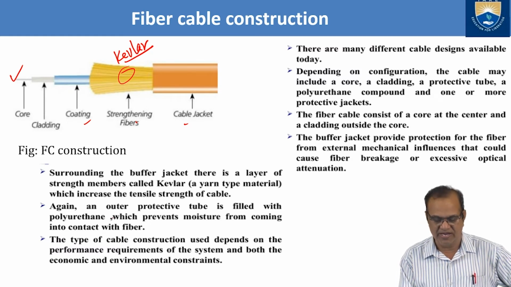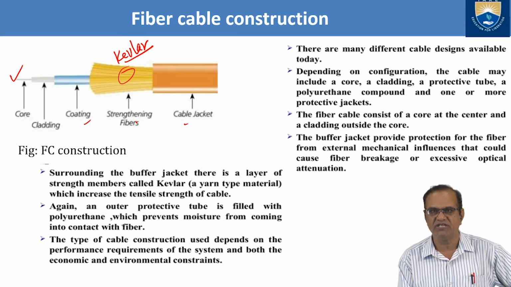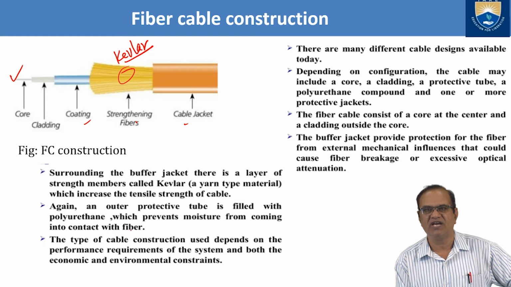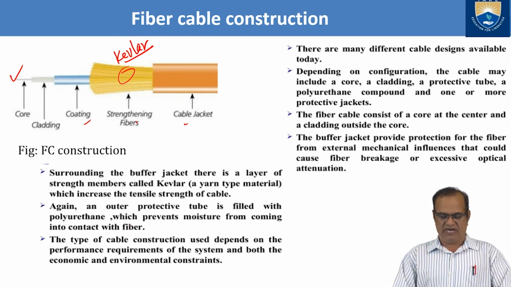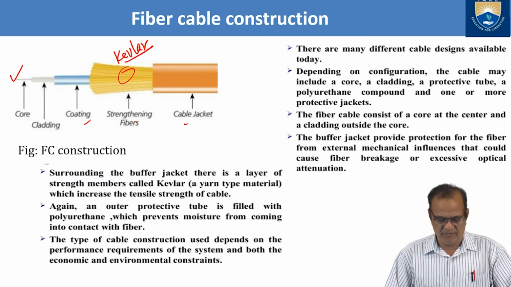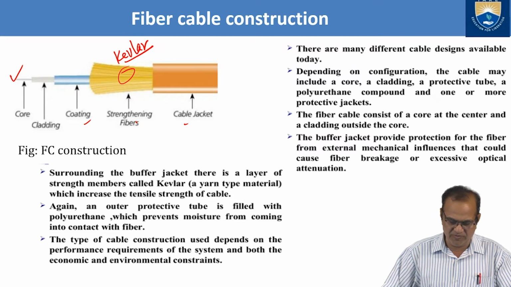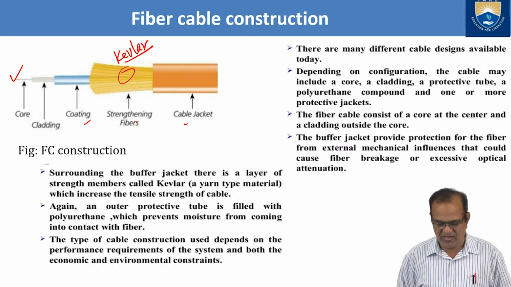Again, an outer protective tube is filled with polyurethane, which prevents moisture from coming into contact with the fiber. The type of cable construction used depends on the performance requirement of the system and both the economic and the environmental constraints.